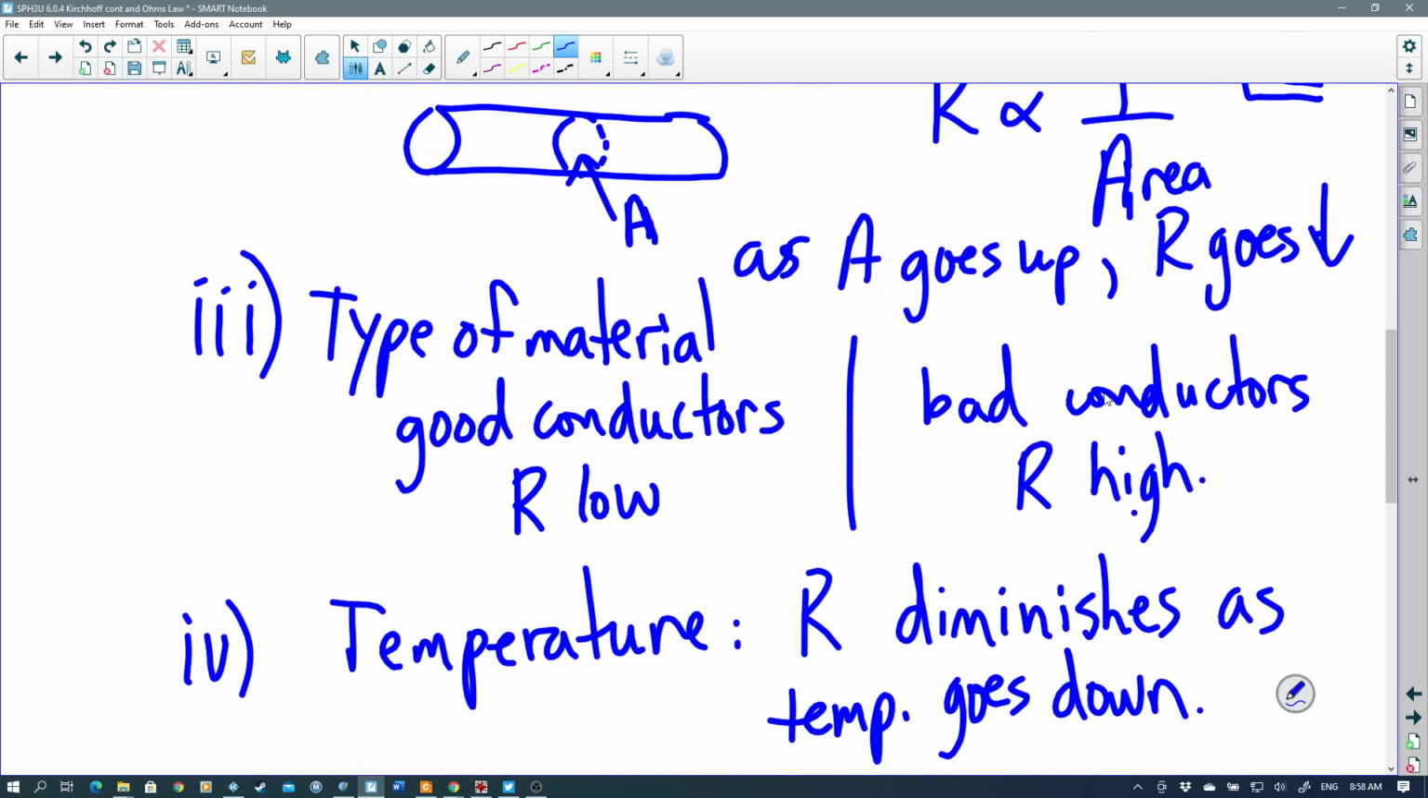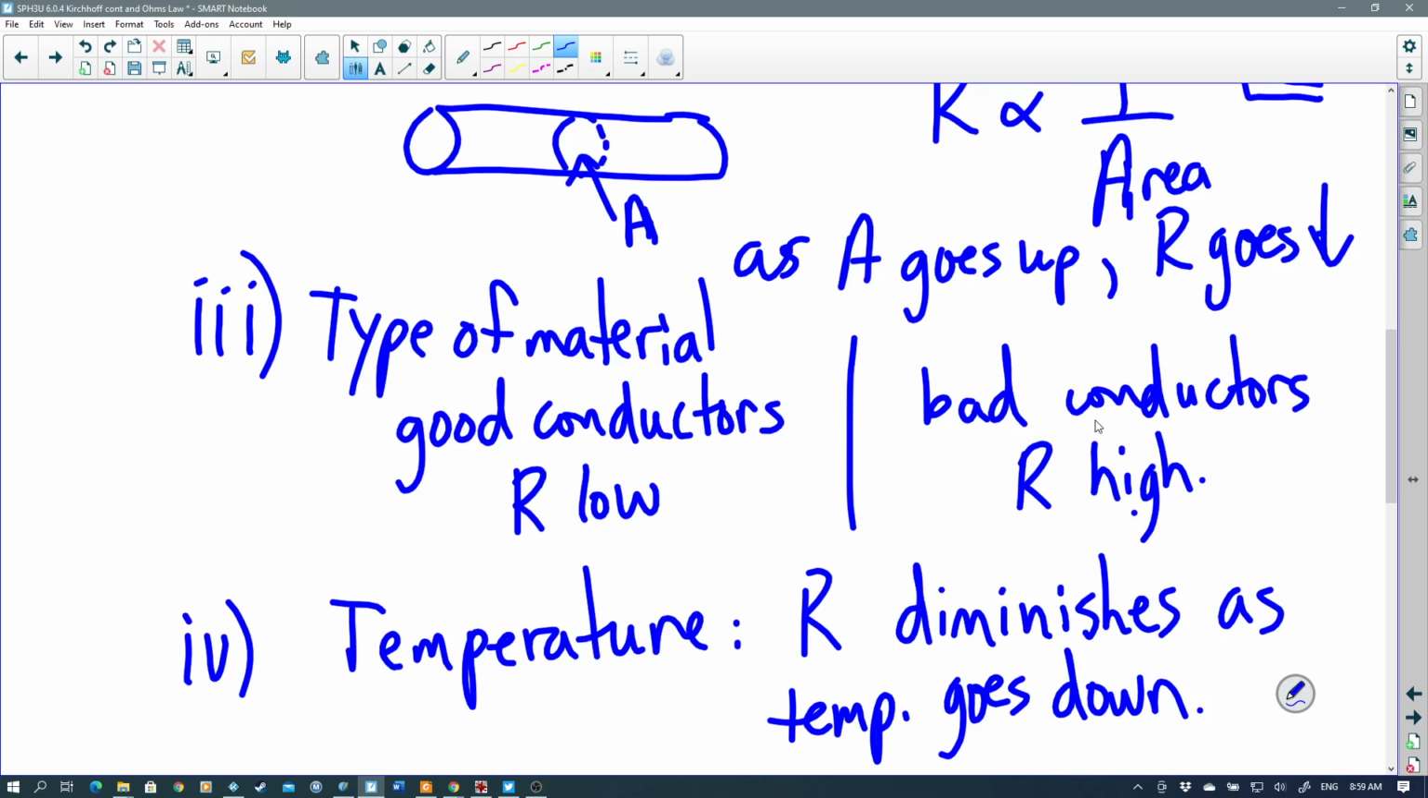The type of material. So if you have really good conductors, your resistance is going to be low. If you have really bad conductors, the resistance is going to be high. Sometimes you want high resistance because on a stove, the material that's used there is generating heat, and we want a lot of heat when we're heating up our food. So we want a bad conductor there, which means we're going to have to force those electrons through with a lot higher of a voltage. But that's to produce that heat.